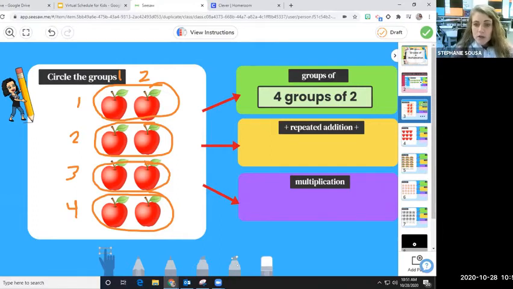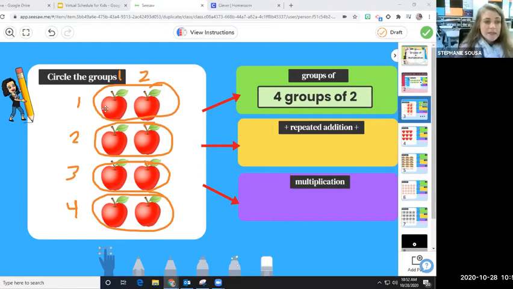I'm looking at your screens and some of you are telling me that there are 2 groups. That is backwards. We have 4 groups, 4 items going straight across, and then we have 2 in each one of those rows or groups. So we have 4 groups of 2. We do not have 2 groups of 4.